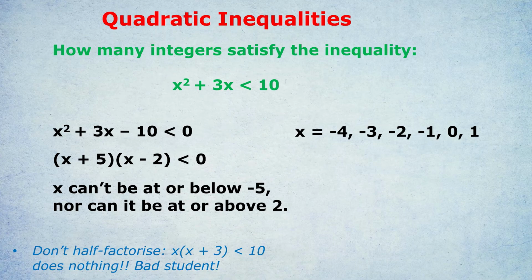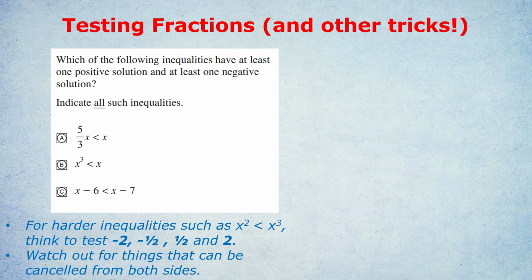I wanted to end this epic inequality video with possibly my favorite inequality question, although it also happens to be the hardest type. And again, this comes from an official ETS practice test. The question is, which of the following inequalities have at least one positive solution and at least one negative solution? Indicate all such inequalities. Now you might be looking at a couple of those and thinking, they're not too bad, I think I could probably do them. But I'm really focusing on option B and the lessons to learn from that one.